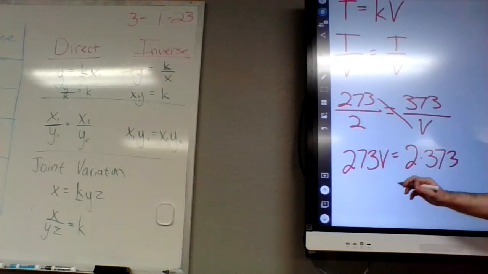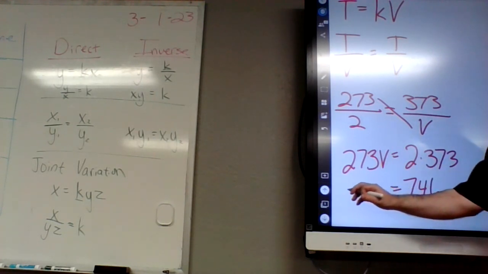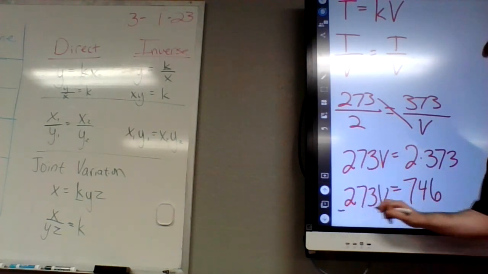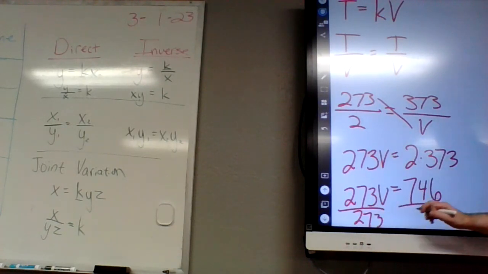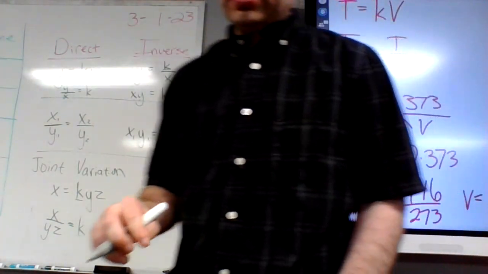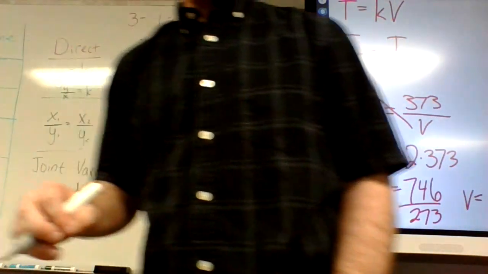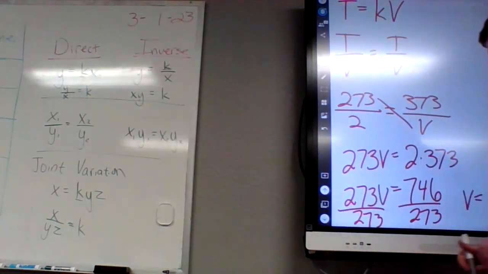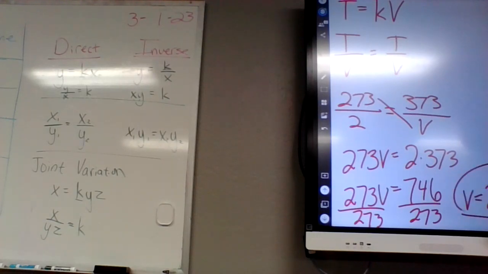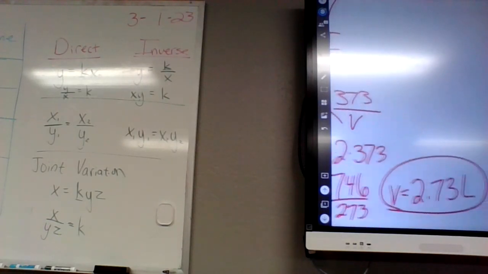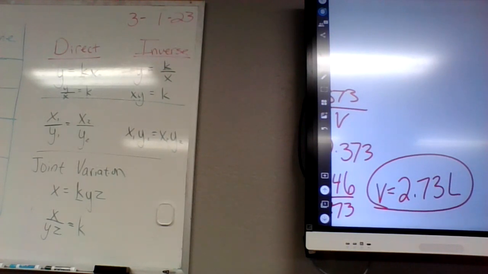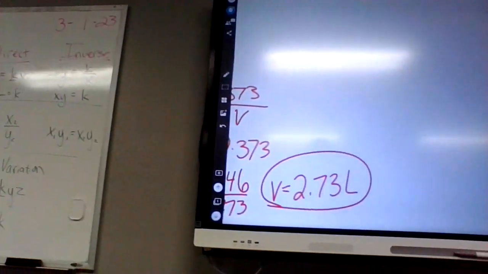So how do we solve this? Just divide by 273, right? I think this is a decimal. V equals, it's a weird decimal. I don't think they tell us where to round, but it rounds to 2.73 liters. Drag this back so I don't have to worry about it.